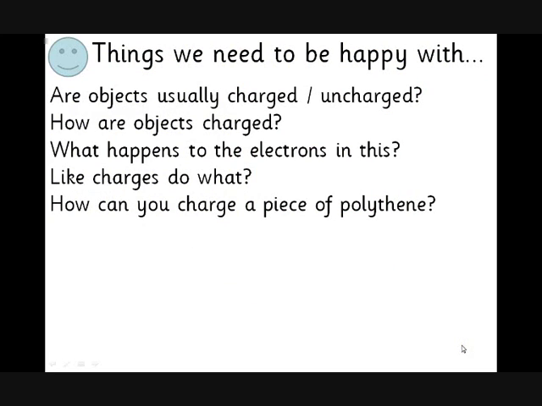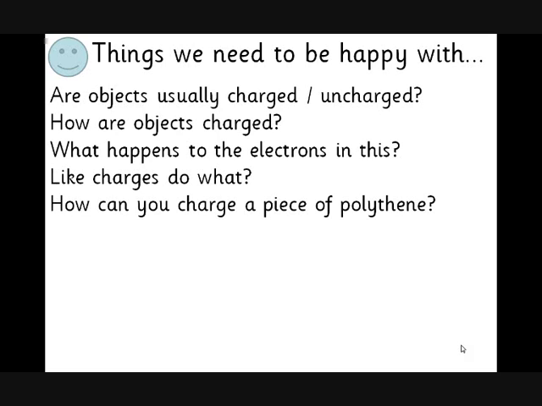So what do I need to be happy with before you start this section of the course? Are objects usually charged or uncharged? Well, they're usually neutral, so they'd be uncharged. Yes, most things, in fact all things, have got hundreds of millions of electrons in them, but because they are balanced out by the protons in the nucleus, then overall the charge will be neutral.